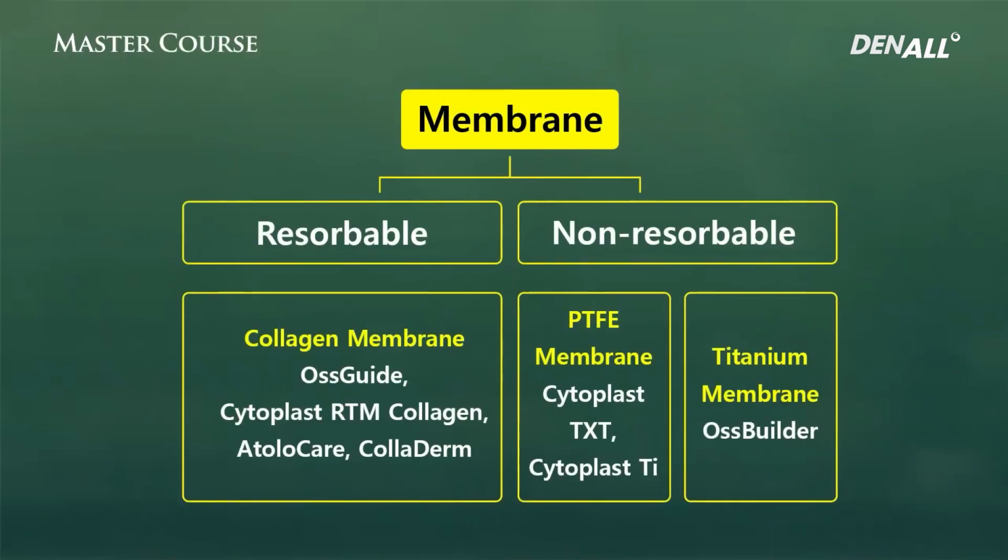Membrane can be divided into resorbable and non-resorbable. I normally use collagen membrane for resorbable membrane. I use Osstem or Cytoplast. For non-resorbable membrane, I use Cytoplast, and Osstem for titanium membrane.